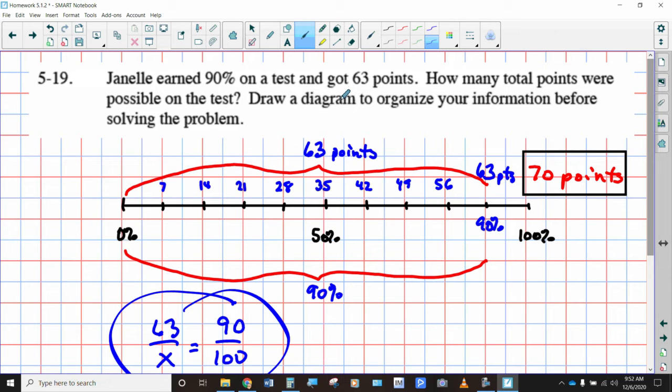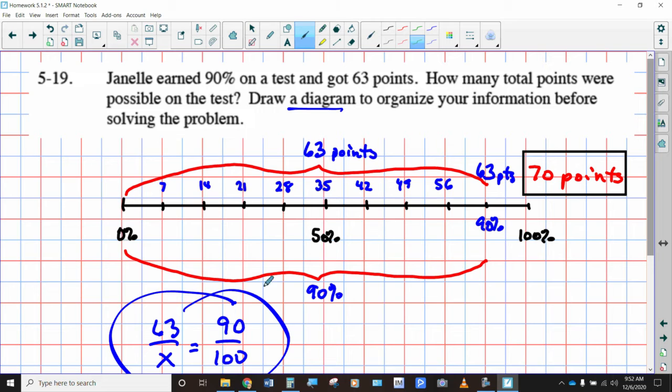And that's one of the reasons why we use the percent proportion and we put all the information into the proportion before solving, is because people want to go straight to shortcuts that they've learned in 5th and 6th grade, and those shortcuts don't apply to this situation, okay? So let's take a look at it with the diagram, since that's what the directions told us to do. If we know that 90% is 63, then I'm going to create a number line that goes all the way to 100%, and I will break it up into 10% intervals.